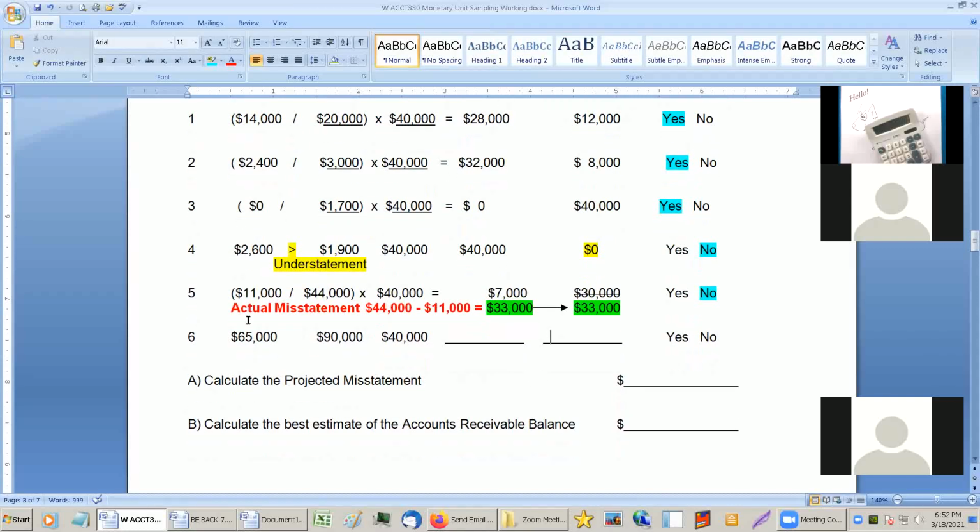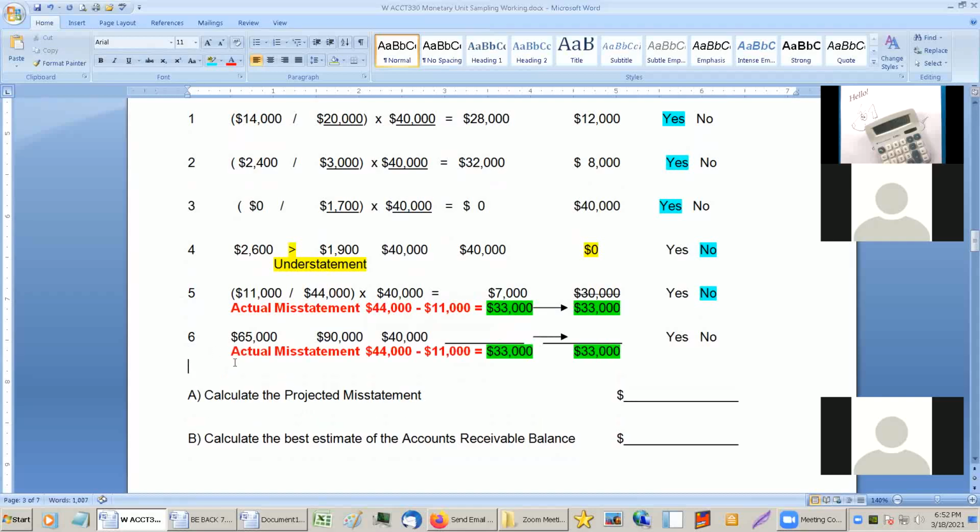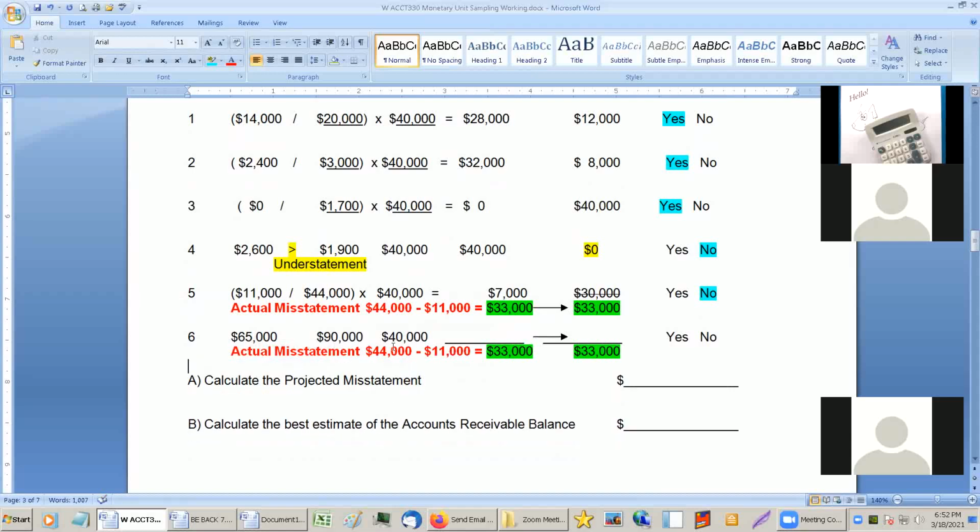And we'll do the same thing down here. Now this one, 90,000, would have covered at least 2 intervals, may have covered 3, but it's the same as number 5. Do the same thing with them. So 90,000 minus 65,000 equals 25,000.